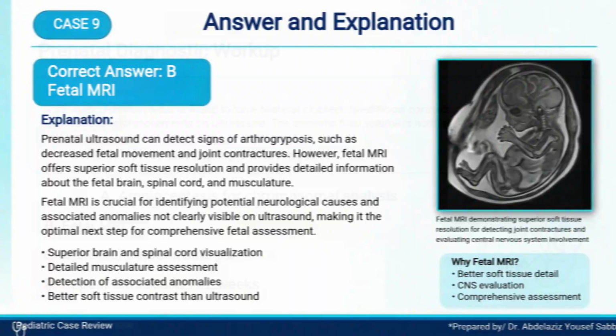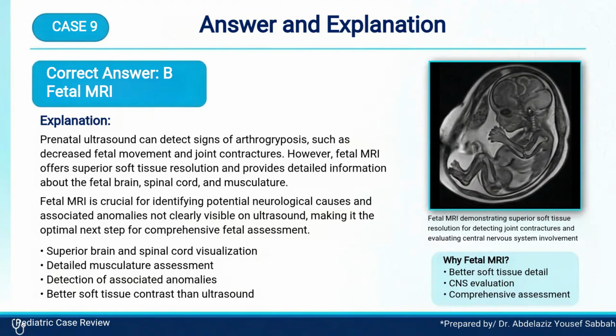The correct answer is option B, fetal magnetic resonance imaging. Prenatal ultrasound can detect signs of arthrogryposis such as decreased fetal movement and joint contractures. However, fetal magnetic resonance imaging offers superior soft tissue resolution and provides detailed information about the fetal brain, spinal cord, and musculature. Fetal magnetic resonance imaging is crucial for identifying potential neurological causes and associated anomalies not clearly visible on ultrasound, making it the optimal next step for comprehensive fetal assessment.